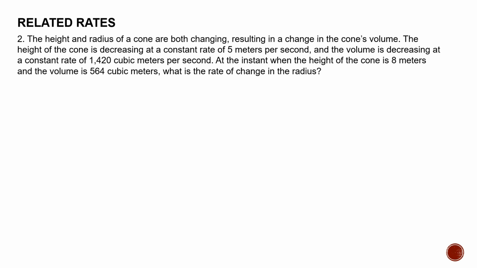Alright, let's answer number 2 now. The height and radius of a cone are both changing, resulting in a change in the cone's volume. The height of the cone is decreasing at a constant rate of 5 meters per second, and the volume is decreasing at a constant rate of 1,420 cubic meters per second. At the instant when the height of the cone is 8 meters and the volume is 564 cubic meters, what is the rate of change in the radius? So here we need to find the rate of change in the radius, so that means dr over dt.